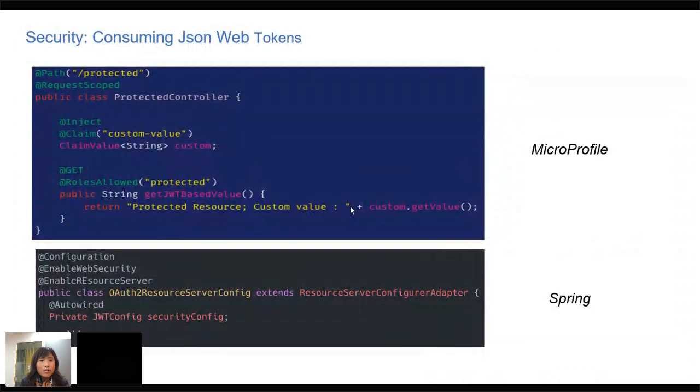So it uses roles allowed. In this example, this operation gets a JWT-based value. It says only the access group protected is allowed to use this operation. Others are not allowed to invoke this operation.